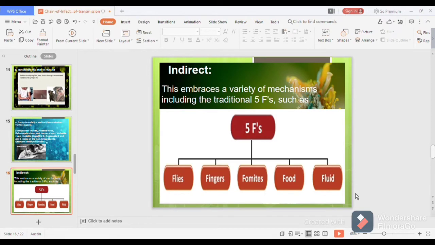And the next is indirect. Indirect refers to the transfer of an infectious agent from a reservoir to host by suspended air particles, inanimate objects such as vehicles or animate intermediaries or vectors. So this embraces a variety of mechanisms including the 5 F's, such as flies, fingers, vomits, food, and fluid.